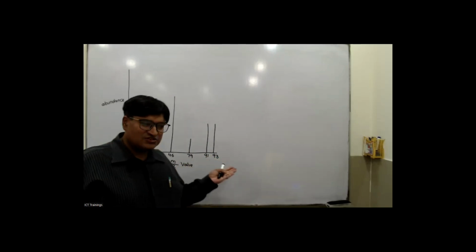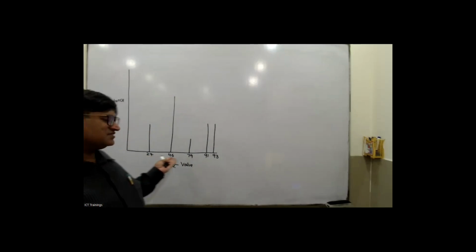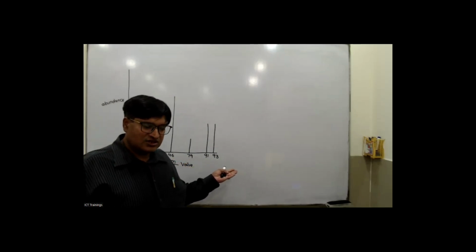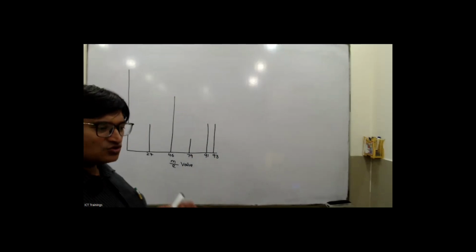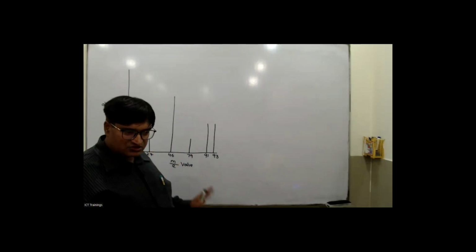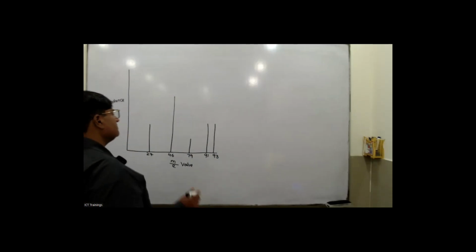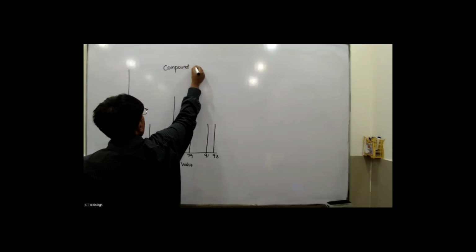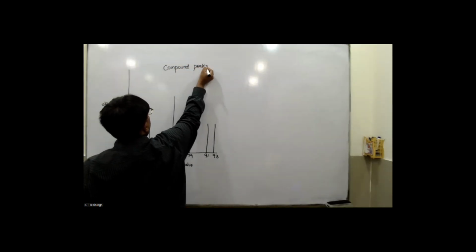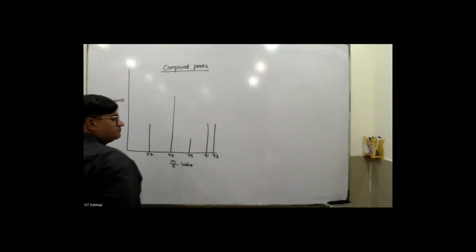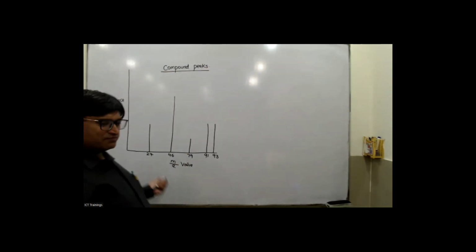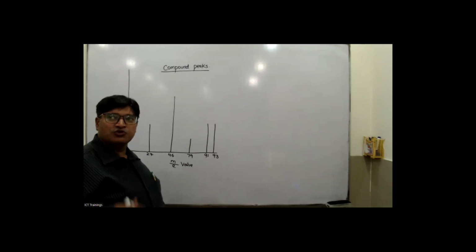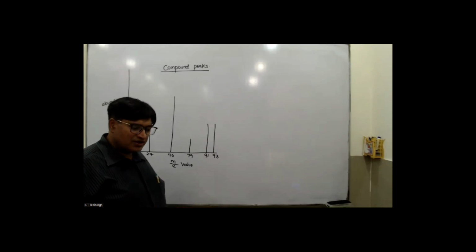If you look at these peaks, my dear, these peaks are present at an unusual distance. Unusual distance means that there is no proper distance between the peaks. So these are the compound peaks. Now, if you got the compound peaks, I told you to look at the last 1, 2, or 3 peaks which are very close together.